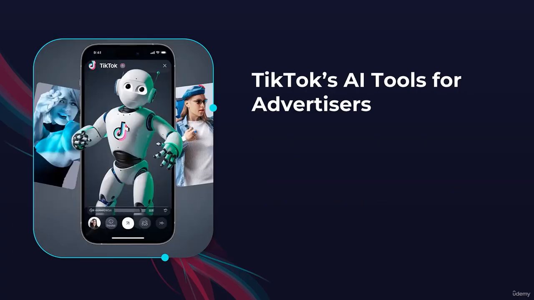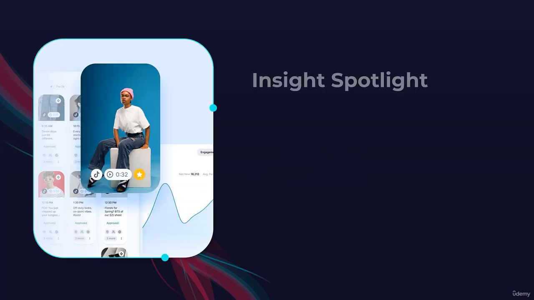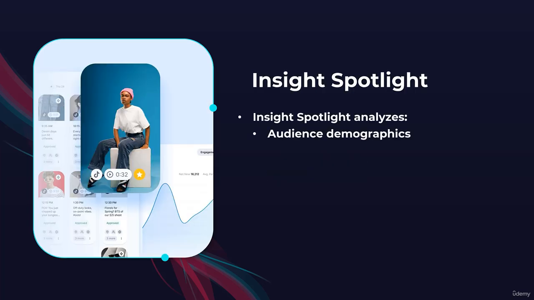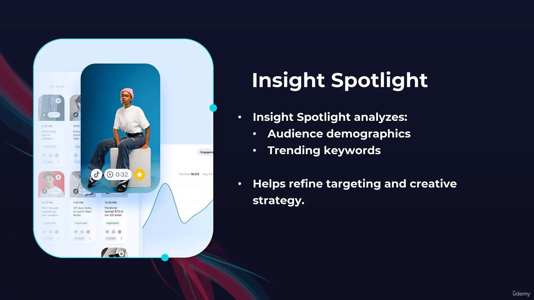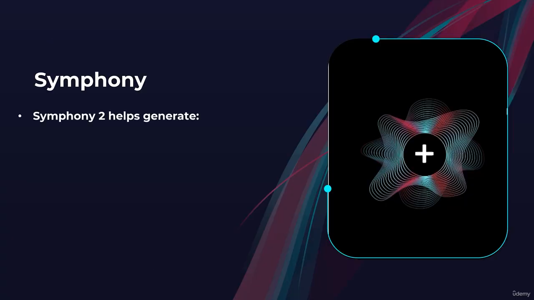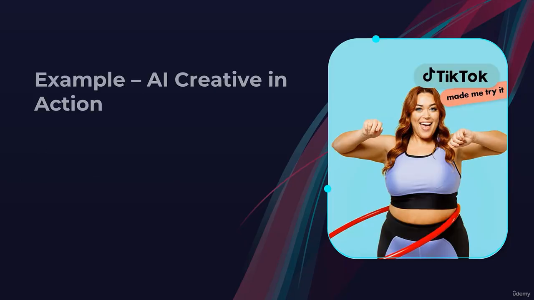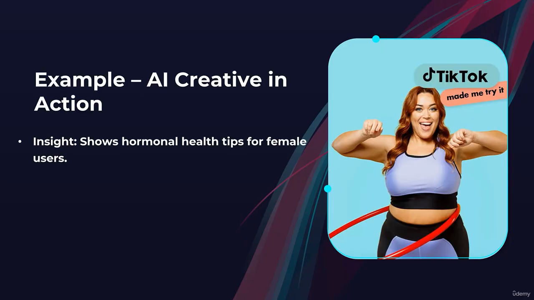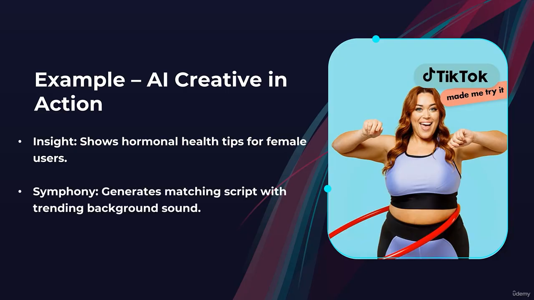Then we have advertiser AI tools such as Insight Spotlight and Symphony. TikTok now offers Insight Spotlight, which analyzes audience demographics and trending keywords to guide ad creative and targeting. Their Symphony tool uses AI to help brands generate scripts or shop formats based on trends. For example, Insight Spotlight recommends showing hormonal health tips to female users. Symphony generates a matching script with trending background sound.